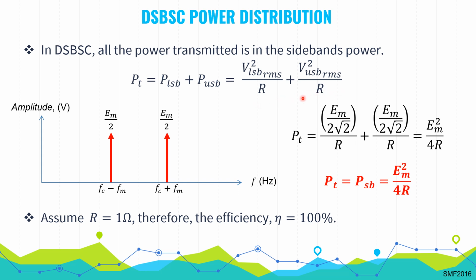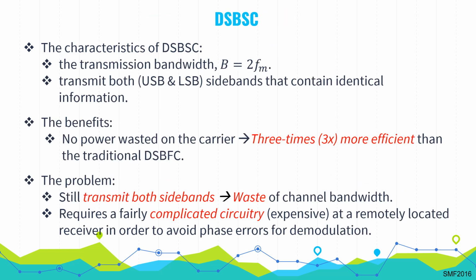If we assume the amplitude of each sideband is E sub m divided by 2, the total power can be simplified to P sub T is equal to E sub m divided by 2 square root of 2 all squared plus E sub m divided by 2 square root of 2 all squared, which is equal to E sub m squared divided by 4R. Thus the total power is P sub T is equal to P sub SB, which is equal to E sub m squared divided by 4R. If we assume R is 1 ohm, the efficiency of DSBSC is 100%, meaning all the power is used to transmit the information.